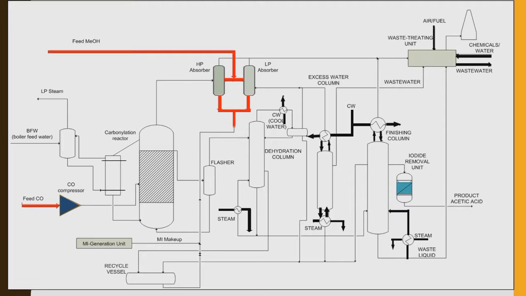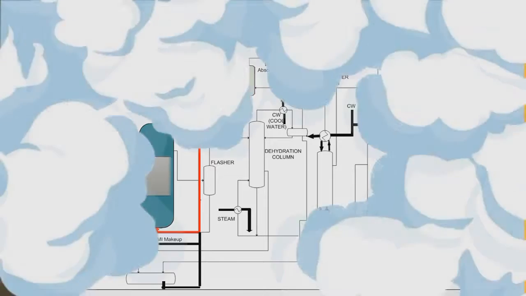The methanol feed streams exiting the absorbers are recombined and mixed with the recycled liquid from the recycle vessel and make up metal iodide from the MI generator unit. The combined and recycled streams is then charged to the bottom of the carbonylation reactor riser section.